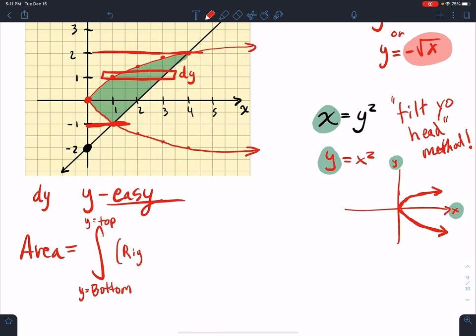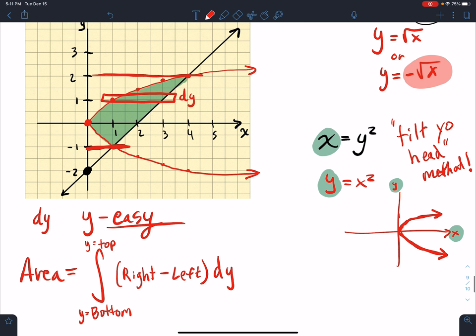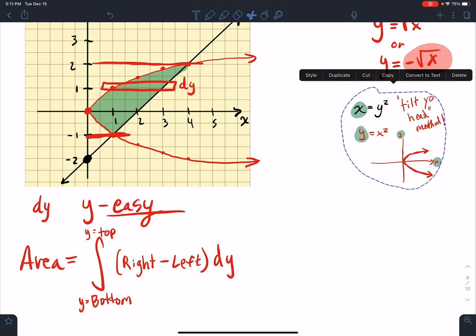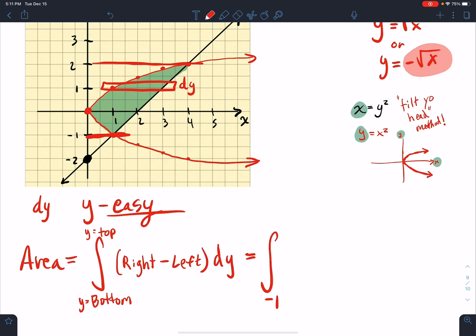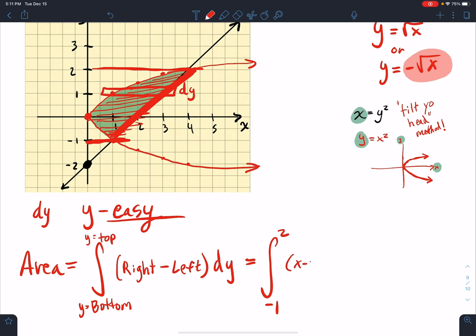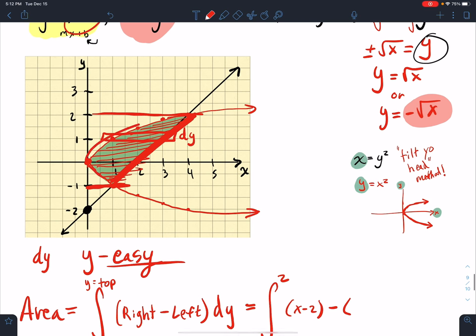And then what is it? It's from right to left, right minus left, dy. So it's the far right side minus the left side. Okay, so for this particular problem, what do we have going on? That's the tilt your head method. Let's try this again. Starting from -1 up to 2, we sum all the rectangles between -1 and 2. That elongated S is your sum. And then right minus left. So the right side is the line here. The line is the equation x minus 2.